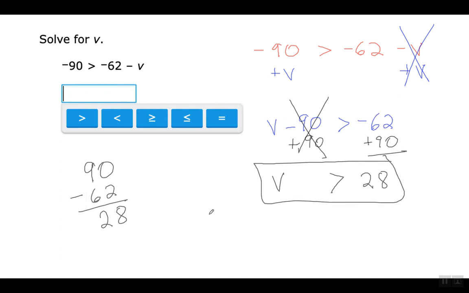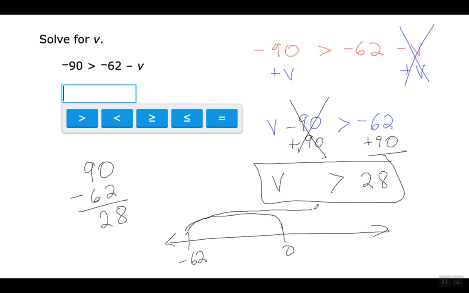By the way, if you're having trouble picturing that, here's a number line. If you're at negative 62, negative 62 plus 62 will get you here. If you're doing negative 62 plus more than 62, you're adding 90, it's going to be a positive number by the difference. The difference means subtract. By the difference between 90 and 62, which is 28. Okay, so that's the last example I'm going to do.